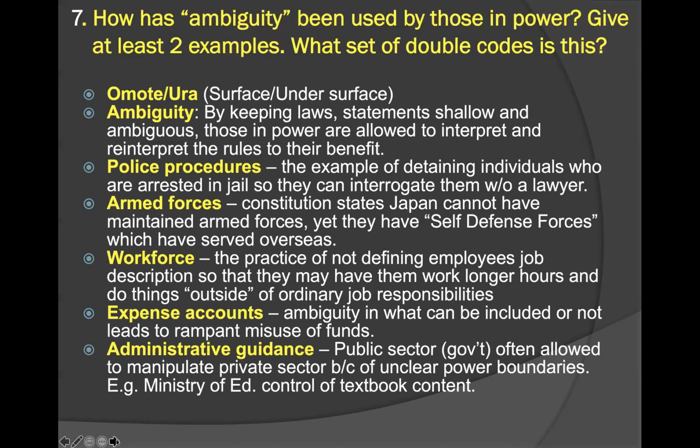Also in terms of administrative guidance, for example, the public sector is often allowed to manipulate the private sector because of unclear power boundaries. A good example of this is how the Ministry of Education controls textbook content. Different textbooks are written and submitted for approval, but the Ministry of Education gets to decide which book is chosen.